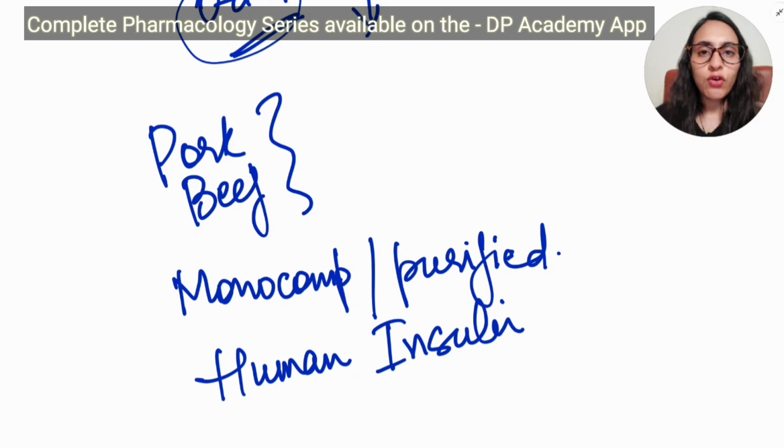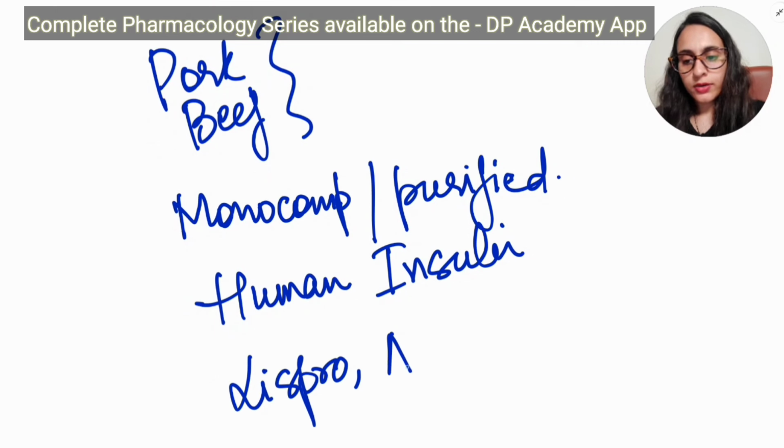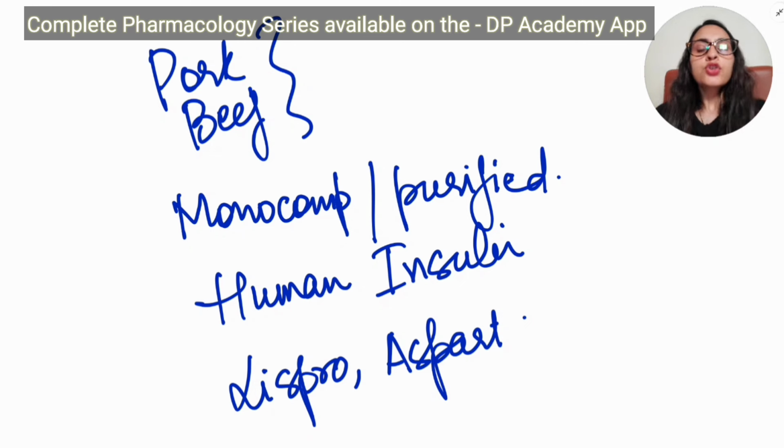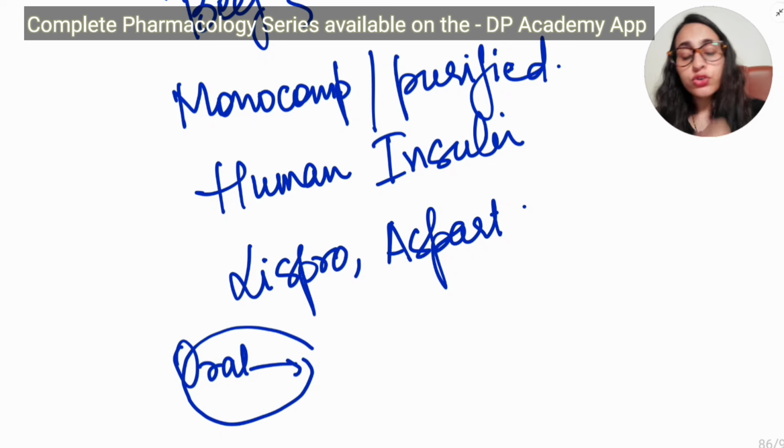Also, we have analogs of insulin like Lispro or Aspart. These are the analogs of the insulin. So in which conditions do you give insulin? Of course, in case of type 1 diabetes, it is very important because insulin is the main treatment for type 1 diabetes mellitus. For type 2 also you can give insulin. For gestational also you can give insulin. And if you are shifting from oral drugs to insulin, you can also shift.